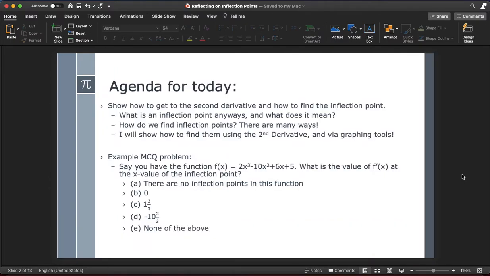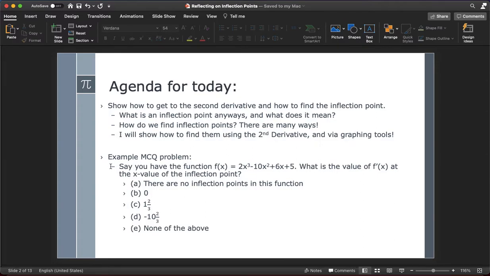The agenda for today is I'm going to show how to get to the second derivative and how to find the inflection point. I'm going to answer the following questions. What is an inflection point, anyways? What does it mean? How do we find inflection points? There are many ways. I'll show how to find them using the second derivative and the graphing tools.